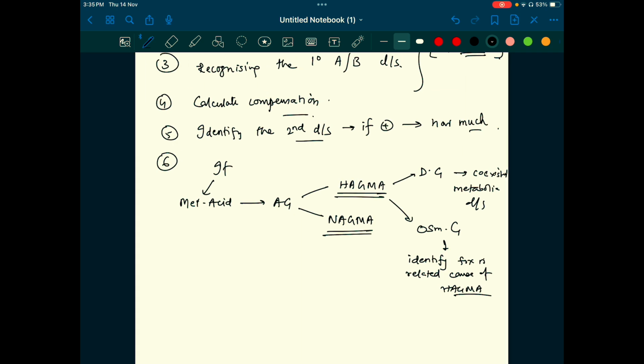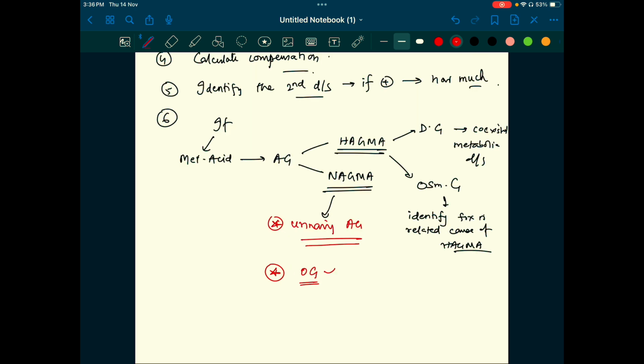If we are talking about normal anion gap, then also we have to calculate. First and most importantly, we have to calculate the urinary anion gap. Remember, we are going to have to calculate the osmolar gap here as well. So that is the main thing.